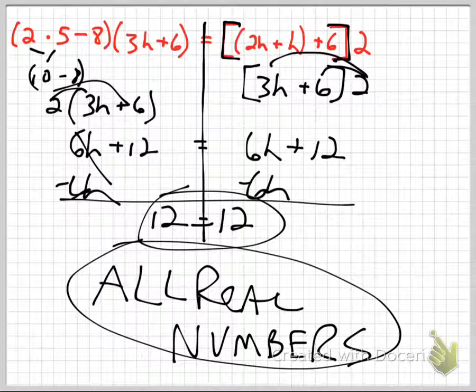If the solution comes out to 3 equals 4, no solution. No matter what you choose the variable to be, it's never going to be true. If the answer comes out to 5 equals 5 or 12 equals 12, no matter what the variable is, 12 equals 12, it's all real numbers. Does that make sense?